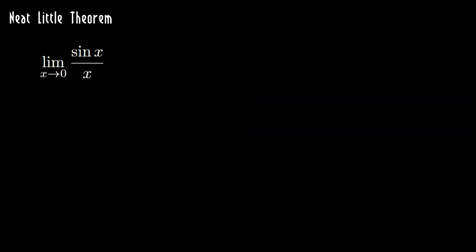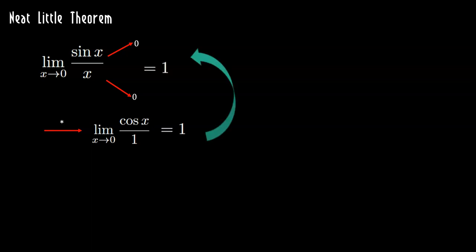The limit as x approaches 0 of sine x over x. If I plug in, I get 0 over 0. So I can L'Hopital it, and I'll get cosine x over 1. Now when I plug in 0, I get 1 over 1, which is 1. So then my original limit is 1.